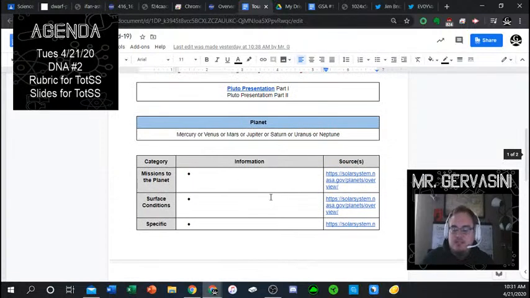So if you want to take this as simple as it can be, category becomes the name of the slide, information is what you put on the slide, and then sources is what you put at the bottom of the slide. Alright? So there can be a very systematic way of doing this, or you can organize yourself however you want. This is open-ended to present information. Alright?